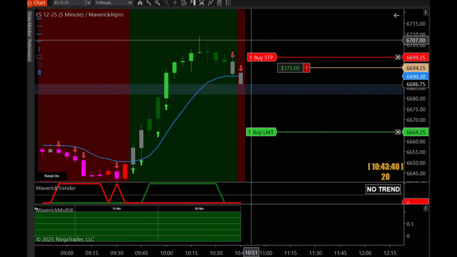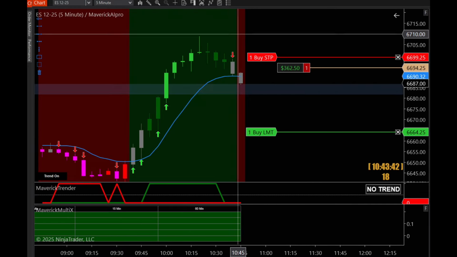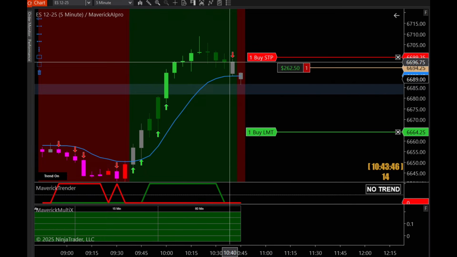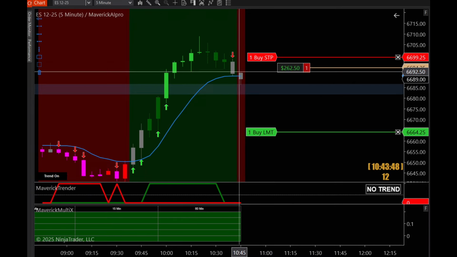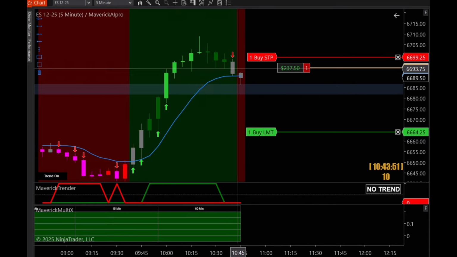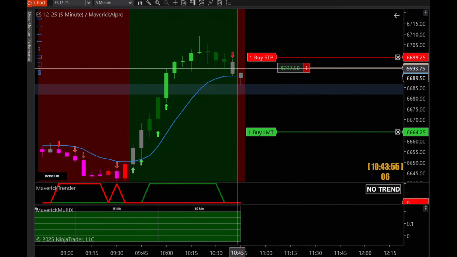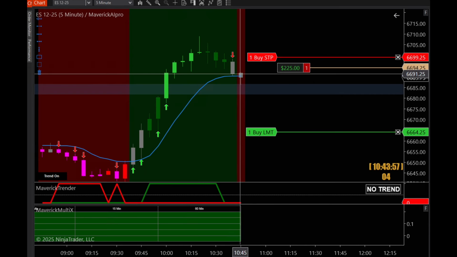Okay, so why are we in this trade? Red background, Maverick AI Pro colors our background. Down confidence arrow, and I actually had another down confidence arrow. This is the risk of getting in a little too early, but that's okay. So when we got into this, we had two down confidence arrows, but the candle had not closed yet.